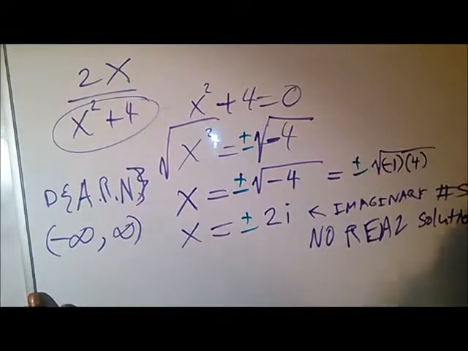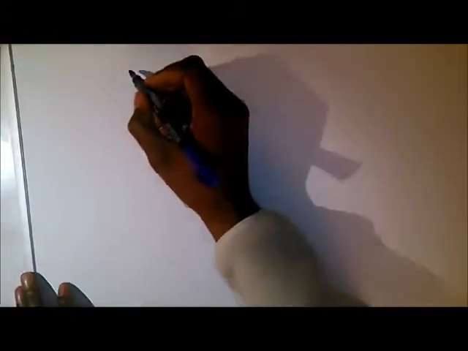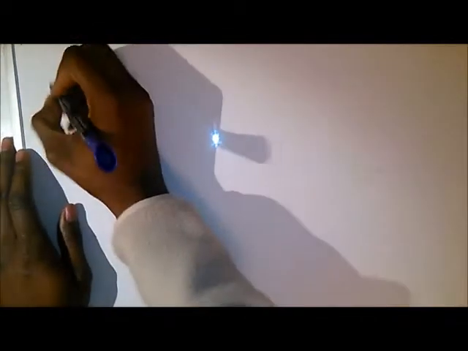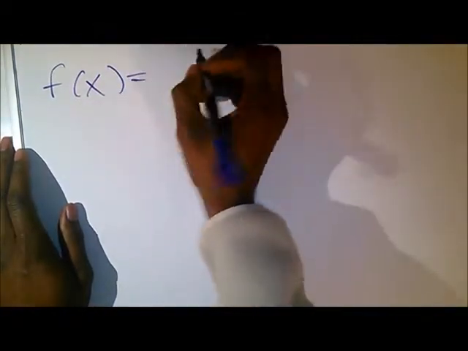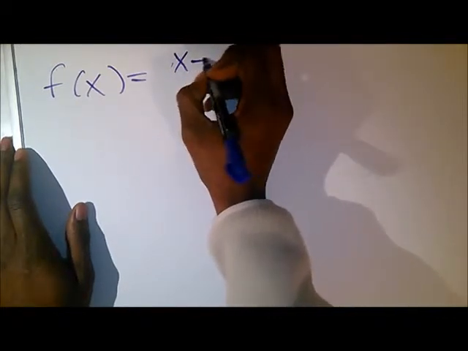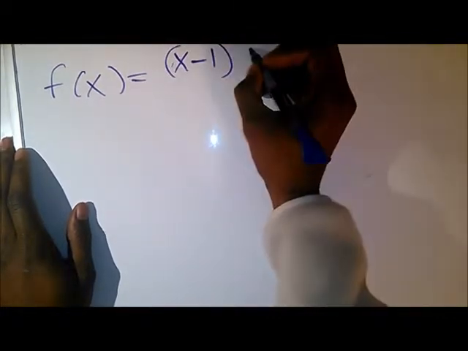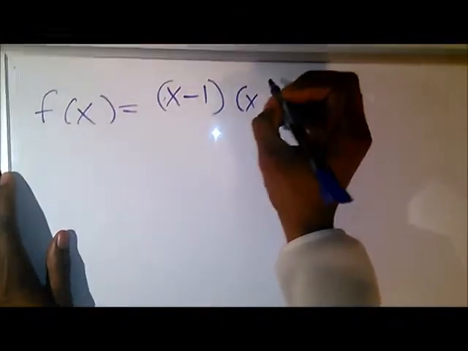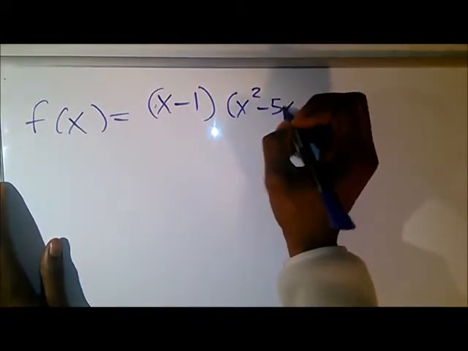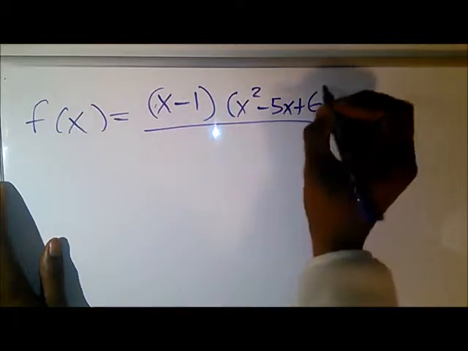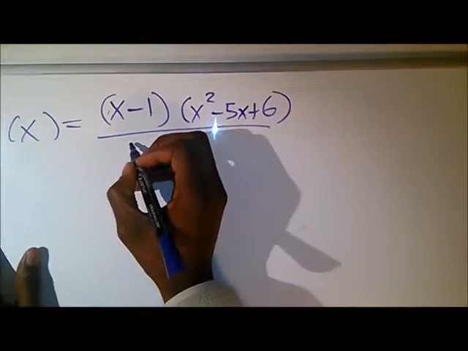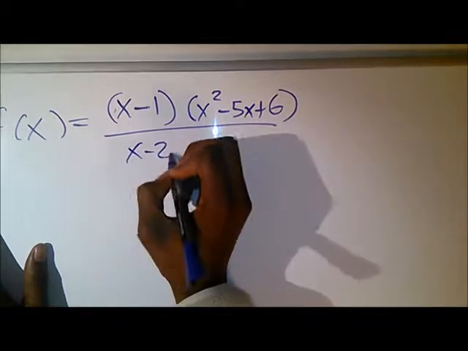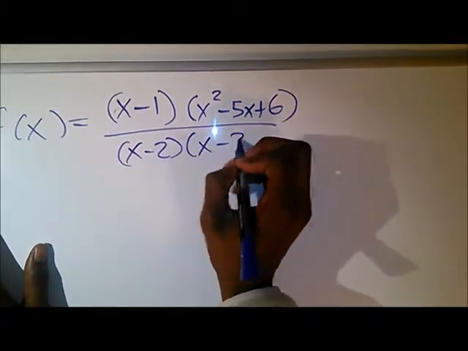Let's move on. There's something I want to show you too, another thing that you should always keep in mind. Let's look at this problem. A function of x: x minus 1 over x squared minus 5x plus 6, which factors as x minus 2 times x minus 3.